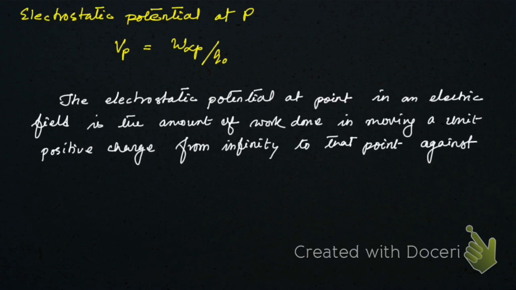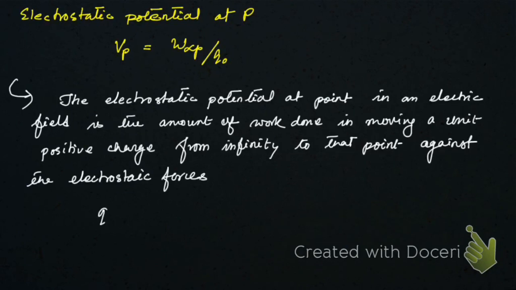So that is the work against the electrostatic force. So that is the electrostatic potential at that point. As you can see, in order to bring Q naught charge from infinity to P, we have done this amount of work, W infinity P, right?